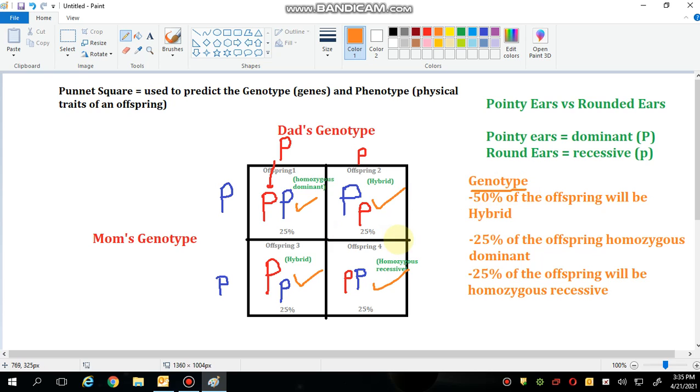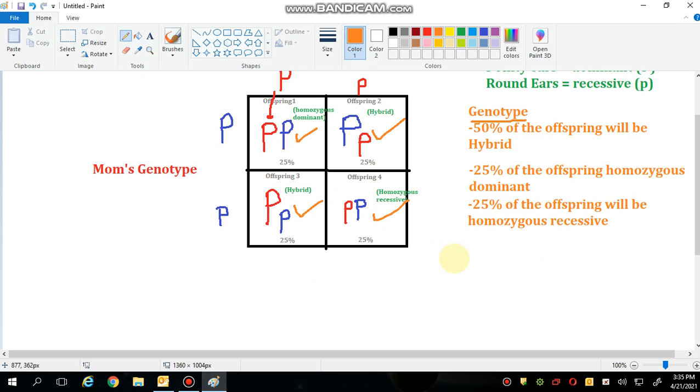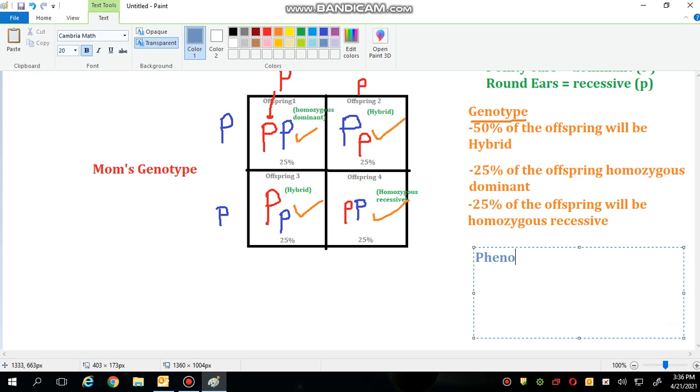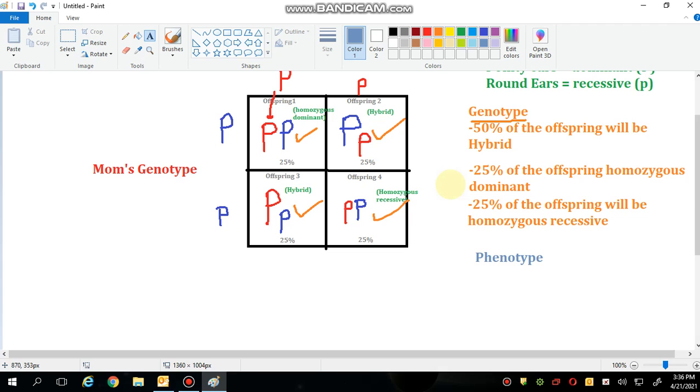Now I want to know, what will the kids look like in terms of their ears? Will they have pointy ears or rounded ears? Well, that's simple enough. This is called phenotype. Let me write this in this color here. Phenotype. Phenotype means physical characteristics. Well, I need to now know what percentage of the kids will have rounded ears or pointy ears.